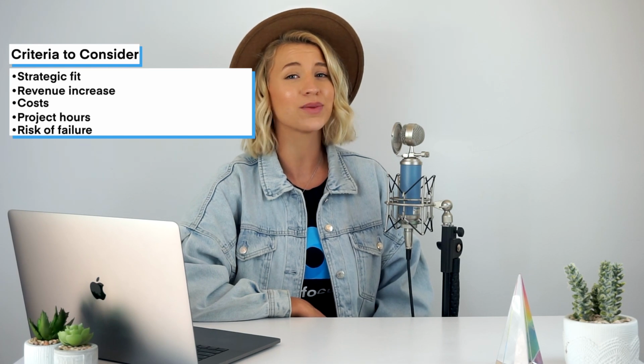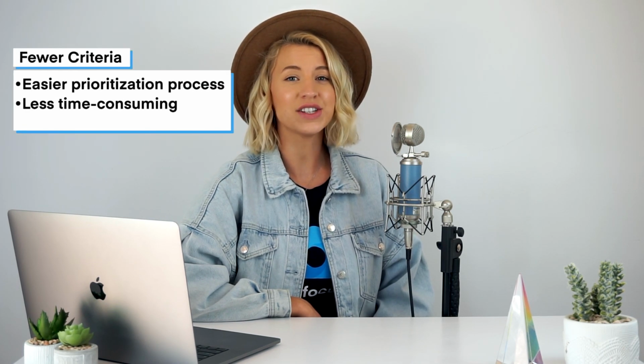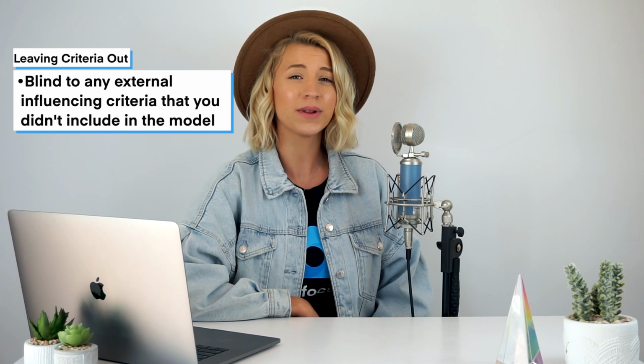Now that we've listed our choices, let's determine the influencing criteria. Go ahead and brainstorm what criteria will affect those decisions. This could be things like strategic fit, revenue increase, costs, project hours, and risk of failure, for example. Sometimes deciding whether to add some criteria can be a bit of a trade-off. Having fewer criteria makes the prioritization process easier and less time-consuming, while leaving some criteria out makes your model completely blind to some types of impact. In our example, we'll use the following 3 criteria: business value, costs, and risk, and we're going to list them as columns.